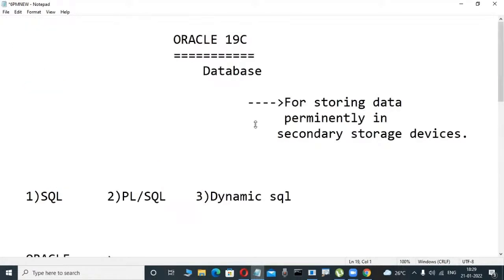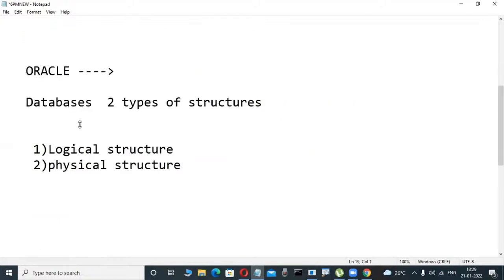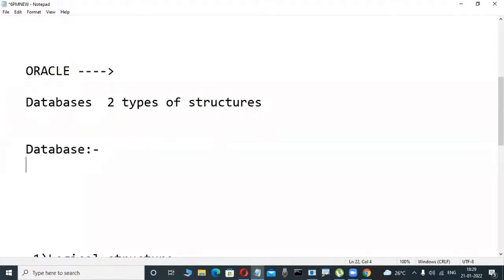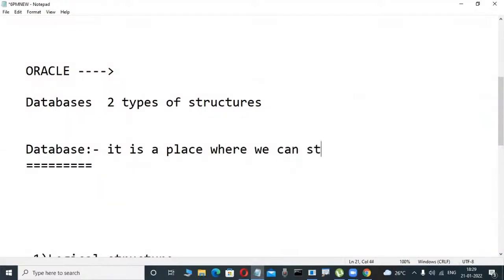Before we tell what the logical and physical structure are in every type of database software, just look at the database definition in books, many fellows write it like this. Today at least you will understand. What is a database? Anybody observing in Google or in books will see: it is a place where we can store a structured collection of data in a computer system.